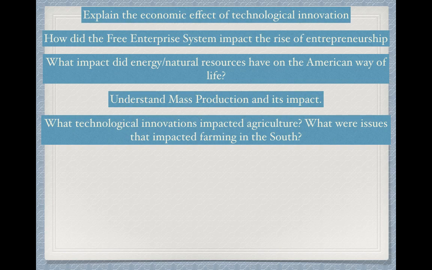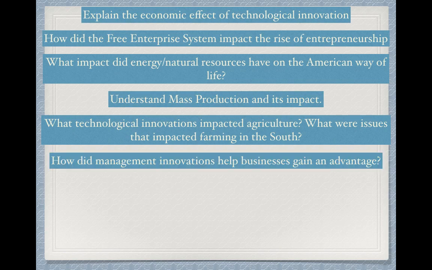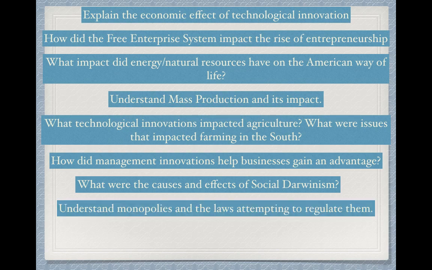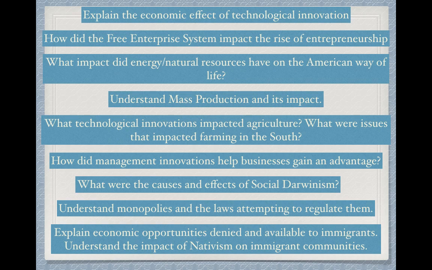And remember, Reconstruction sort of failed, right? Well, we can debate the relative success of Reconstruction, certainly in rebuilding the Southern economy. And there are going to be some lingering infrastructure issues in the South. We want to talk about how management innovations help businesses gain an advantage, to know the causes and effects and the definition of social Darwinism, to understand monopolies and how the United States over the years has attempted to regulate those monopolies, and also to explain economic opportunities, both denied and available, to immigrants, and understand the impact of nativism.